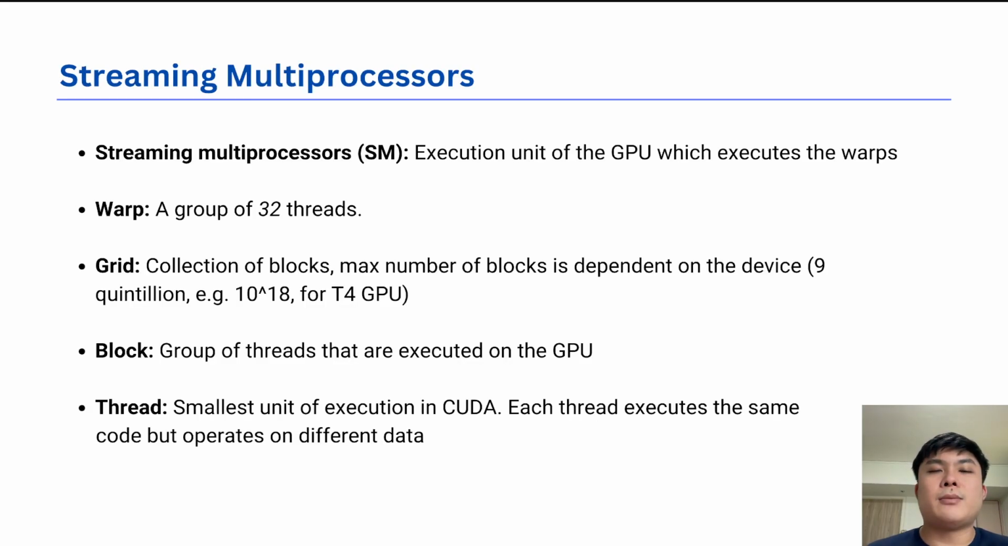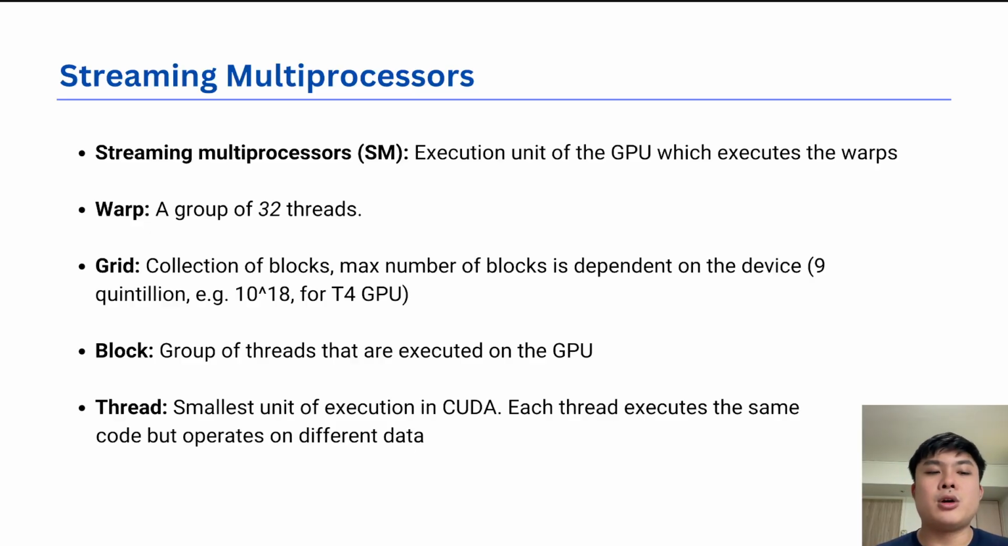Next we talk about streaming multiprocessors. Streaming multiprocessors are the execution units of the GPU, and what they actually execute are warps, which are groups of 32 threads. In CUDA, threads are organized in terms of grids and blocks, where a grid is a collection of blocks, and the max number of blocks depends on the device. For example, in some GPUs, you can have up to 9 quintillion blocks, which also explains why GPUs are so good at processing many operations in parallel.